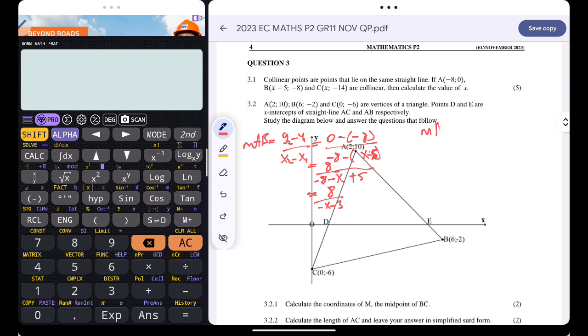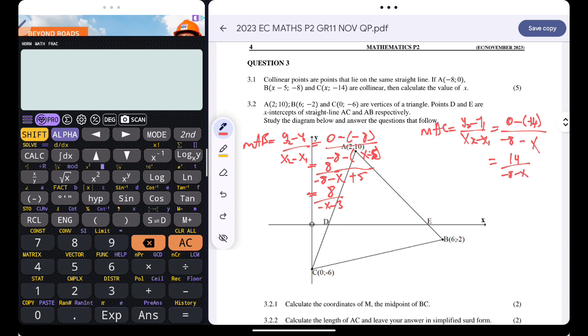And then the gradient of AC, I can simply say y2 minus y1 over x2 minus x1, right? I'll take the y value at point A, which is 0, minus the y value at point C, which is negative 14, all over the x value at point A minus the x value at point C, right? So I'll have 14 all over negative 8 minus x.